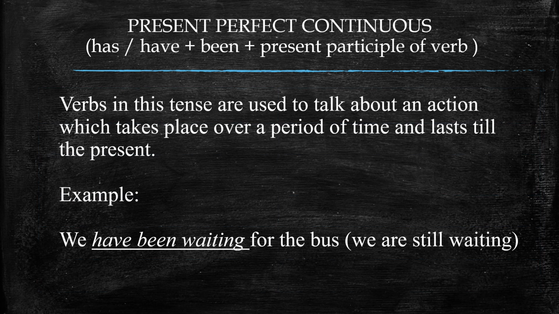Present perfect continuous tense. We use has or have plus been plus the present participle of the verb. Verbs in this tense are used to talk about an action which takes place over a period of time and lasts till the present. For example, we have been waiting for the bus. It means we are still waiting for the bus.